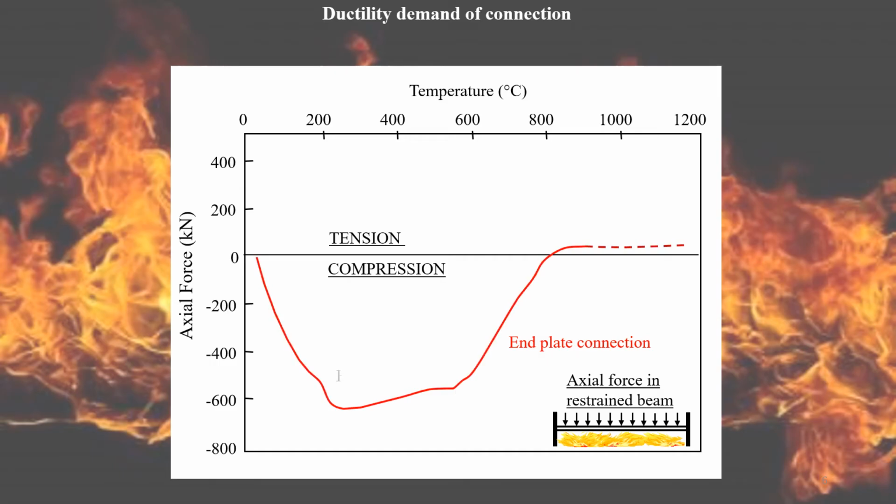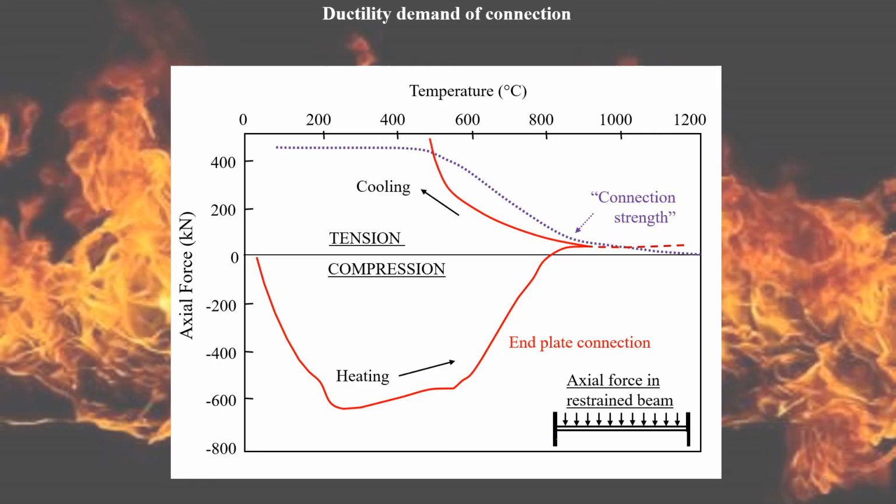The red curve in this figure shows the change of internal force of an end plate connection during a fire event, including the thermal contraction of the beam superposing tensile force on the connection. But a connection with more ductility can potentially reduce the actual force generated in the connected beam, as presented by the blue curve.